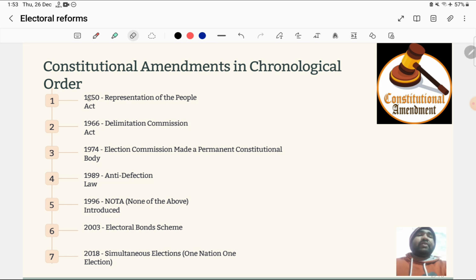First of all, we have the 1950 Representation of People Act. It encompasses major procedures like how the candidacy will be filled, how many seats will be allocated to Lok Sabha, Rajya Sabha. Then in 1966 we have the Delimitation Commission. In 1974 Election Commission was made a permanent body. In 1989 Anti-Defection Law. In 1996 None of the Above option. In 2003 Electoral Bond Scheme. In 2018 simultaneous election, which nowadays is being known as One Nation One Election. We will cover all these topics in the further videos.